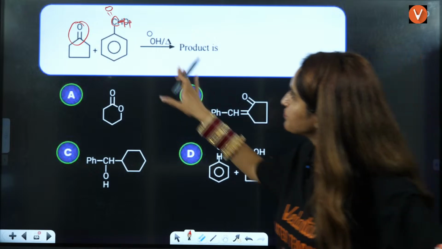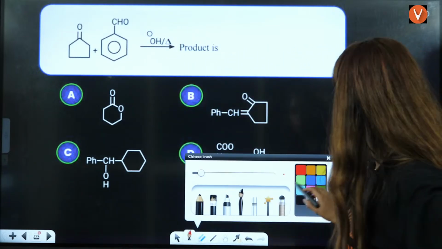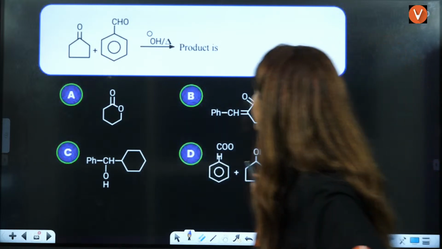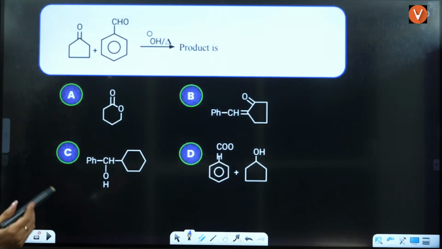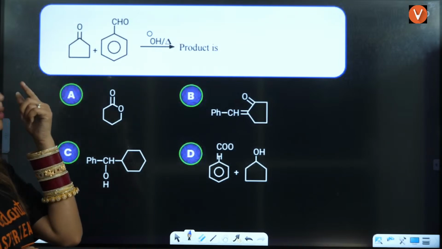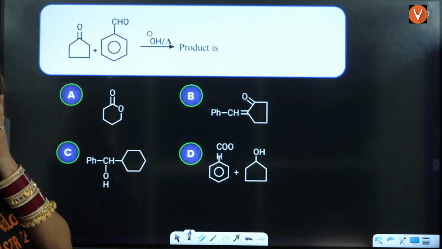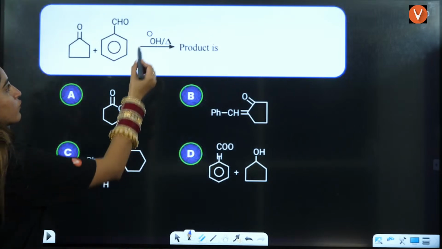Okay. Just trying to understand. Is this OH negative or is it O3? Because the answer will change according to that. If this is OH negative, then this is basically your aldol or Cannizzaro reaction. If this is O3, then this is going to give you ozonolysis. Okay, reverse of ozonolysis. I think this is OH negative only, right?